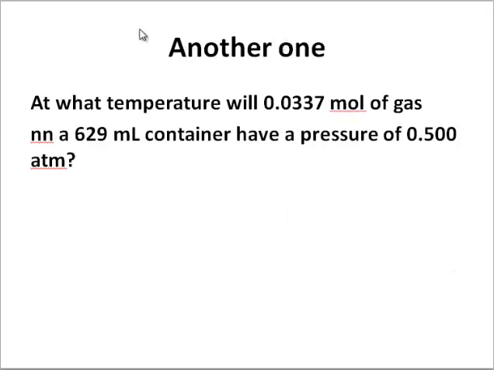Here's another one for you to try quickly. At what temperature will 0.0337 moles of gas in a 629 milliliter container have a pressure of half an atmosphere? Calculate an answer before you move on.